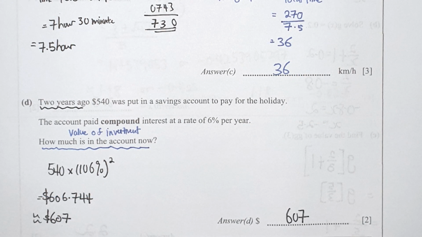2 years ago, there was 540. So 540 times 106% to the power of 2. Then you will get your value of investment, which is the total amount in the account, as 607 after correcting to 3 significant figures.